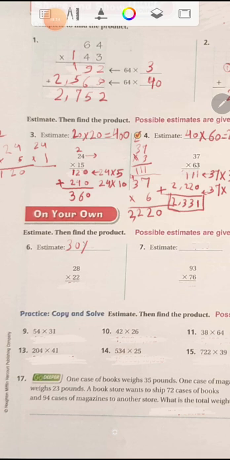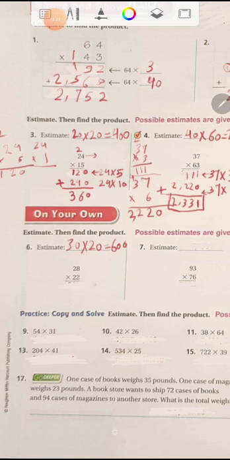Now 22. I want to round it to the nearest 10. Before 2 I have also 2. 2 is less than 5. That means I will keep the same number and the other digit will be 0. Now 30 multiplied by 20. I will multiply 2 by 3. It will be 6, and put 2 zeros next to the answer. So the estimate will be 600.